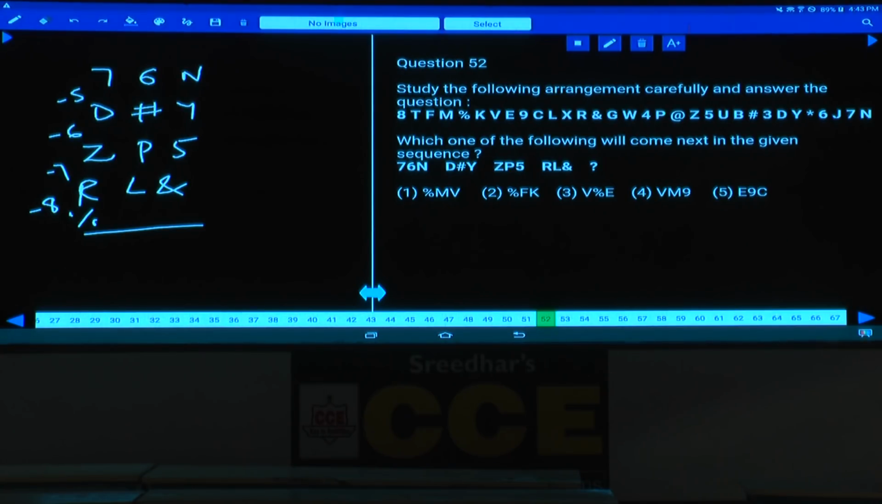Then coming to the next one, 6 and hash. Between 6 and hash, how many elements are we moving forward here? 6 to hash, minus 5. Hash and P, minus 6. P and L, minus 7. Next one is minus 8. What is the term here? Percentage. And then percentage and F. Percentage and F is given in which choice? Choice 2. Now question number 52, it is choice 2.